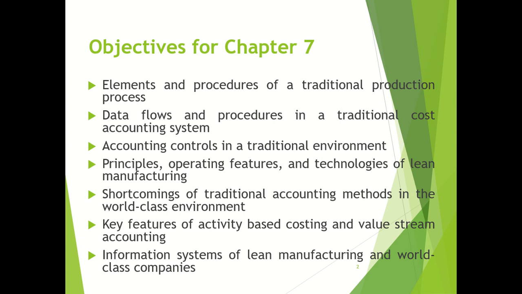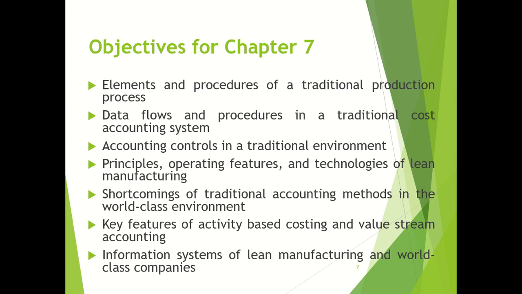So for today's discussion, here are our objectives. After this discussion, we will know about the elements and procedures of a traditional production process, the data flows and the procedures in a traditional cost accounting system, accounting control in a traditional environment, the principles, operating features, and technologies of lean manufacturing, shortcomings of a traditional accounting method in the world-class environment, the key features of activity-based costing and value stream accounting, and lastly, the information system of lean manufacturing and the world-class company.